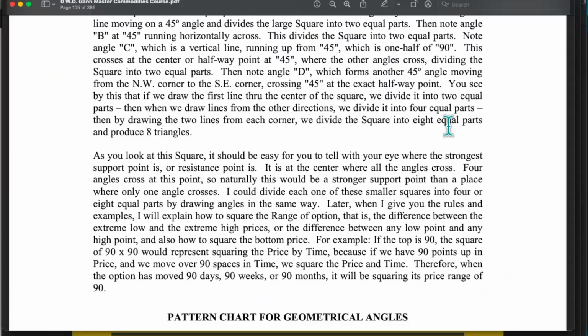And where do we find time price squaring? This is given by WD Gann himself in his book Master Commodity Course, where he says that if the top is 90, the square of 90 would represent squaring the time and price, because it has moved 90 points up in price and we move over 90 points in space. So whatever points have been moved in that momentum, it should be moving in terms of that same time frame. So 90 days, if it is moving from one point to another.